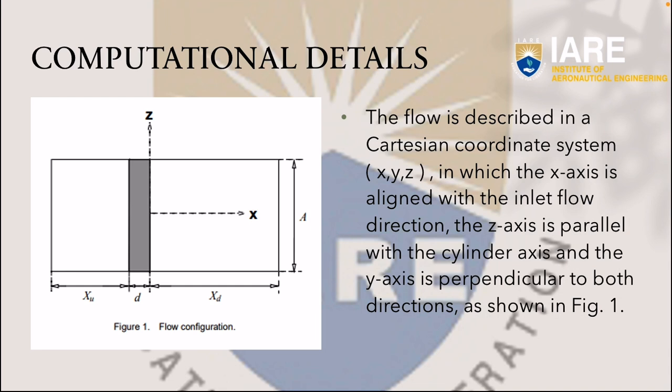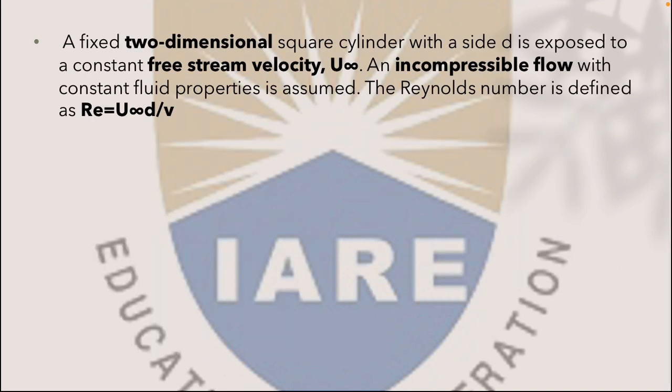Now let us discuss computational details. Let us observe the figure, which shows the flow configuration. The flow is described in a Cartesian coordinate system XYZ in which the x-axis is aligned with the inlet flow direction. The z-axis is parallel with the cylindrical axis and the y-axis is perpendicular to both directions, as shown in figure 1. A fixed two-dimensional square cylinder with a side D is exposed to a constant free stream velocity, that is, U infinity. An incompressible flow with constant fluid properties is assumed. The Reynolds number is defined as Reynolds number equal to U infinity times D by nu.